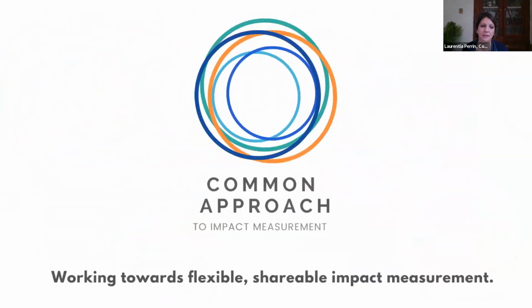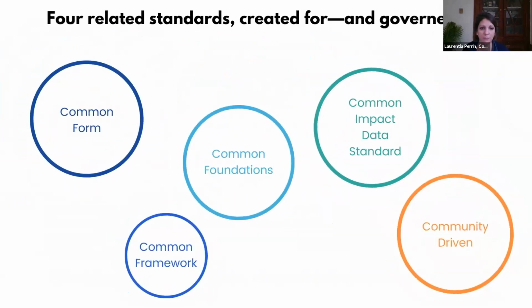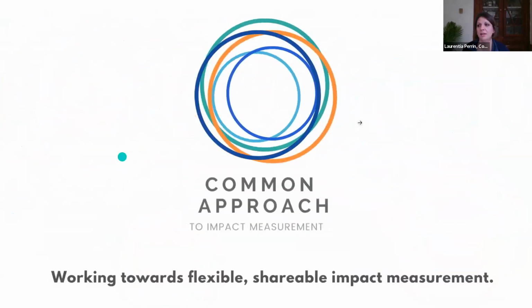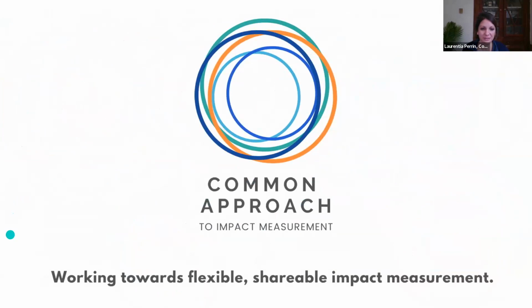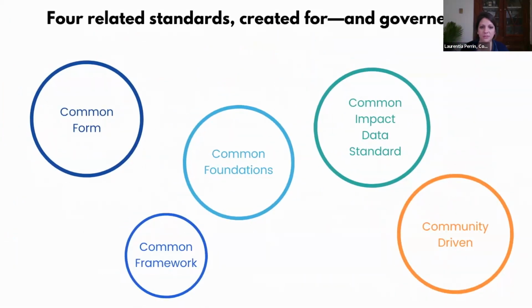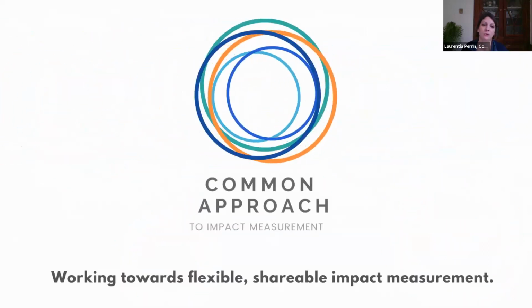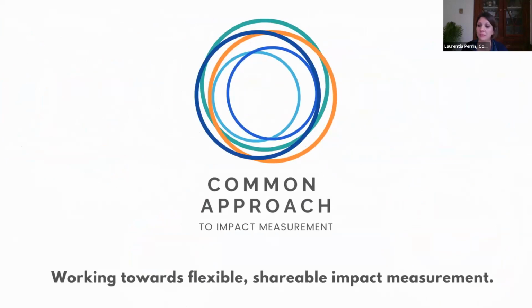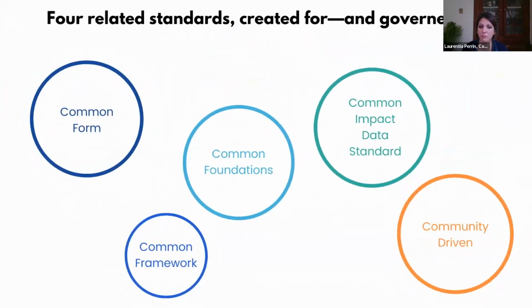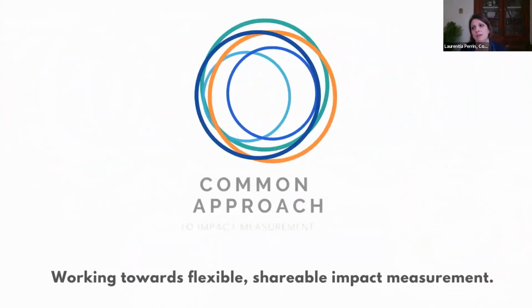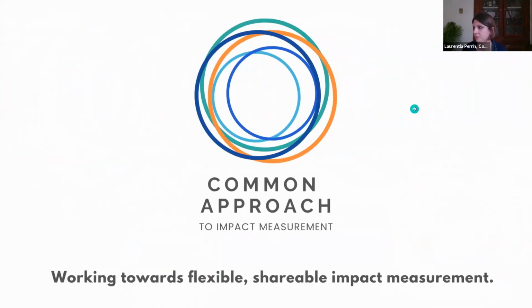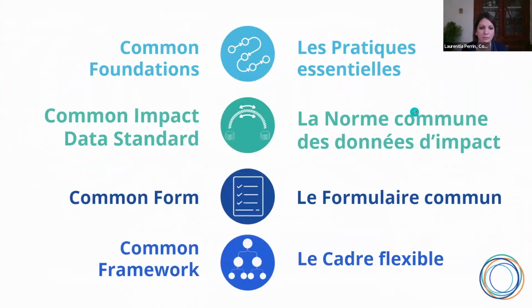Very quickly, Common Approach to Impact Measurement was created to serve social purpose organizations while meeting the needs of funders and investors. We make impact measurement standards. I'm not going to go too deep into the standards, but there are 4 related standards that are designed for and governed by social purpose organizations. We want to make impact measurement better, meaning more flexible, more shareable, and more relevant and useful for social purpose organizations and the communities they serve. And in French also.